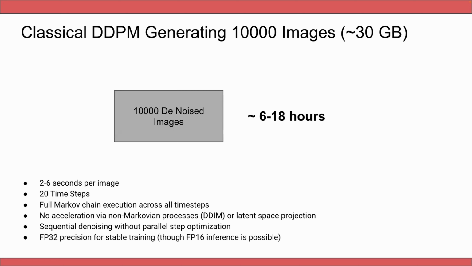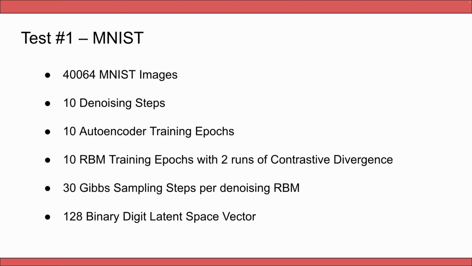And compare this to a classical vanilla DDPM. Here we describe the model, just your classic DDPM, no enhancements, no acceleration with the Markov process. We assume 2 to 6 seconds per image generation, and a classical model would take 6 to 18 hours. So compare that, 1 hour to 6 to 18 hours. Our model offers a substantial speed up.